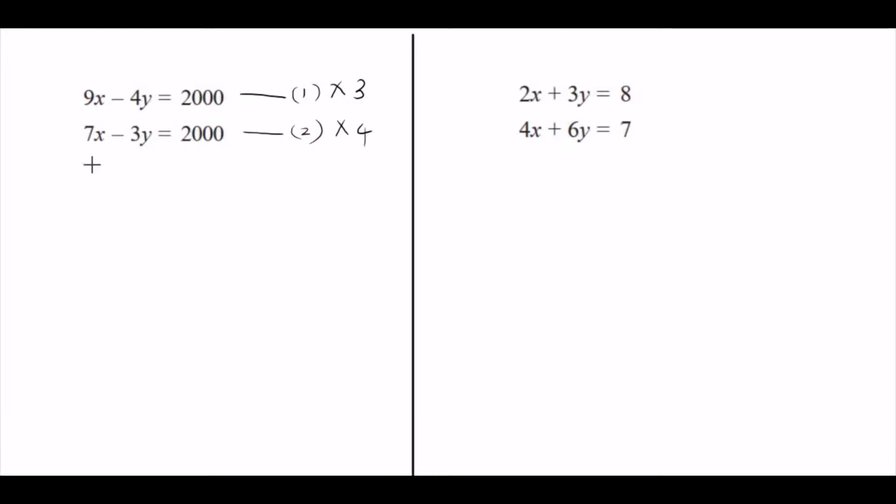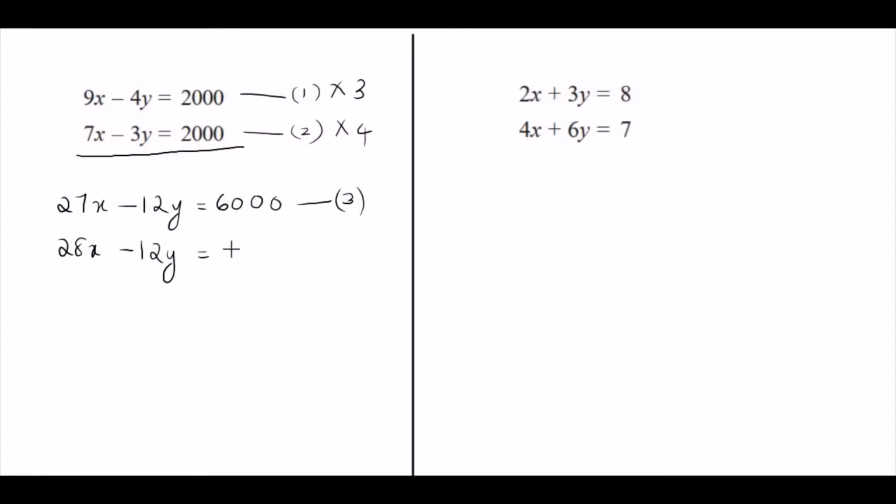So here, let's see the steps. When you multiply this equation by 3, you get 9 into 3 is 27x minus 4 into 3 is 12, so 12y is equal to 2000 into 3 is 6000. So this is our third equation. Now, when you multiply this equation by 4, you get 7 into 4 is 28x minus 3 into 4 is 12y is equal to 4 into 2000 is 8000. So this is the fourth equation.